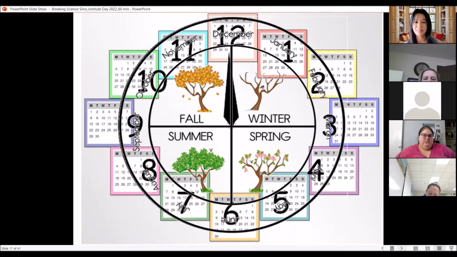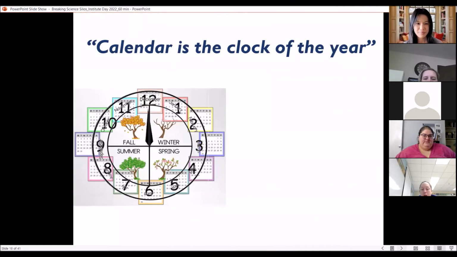All right, at least in Illinois, this mostly corresponds to the seasons, depending on where you live. It might be shifted a little bit differently, but you could also divide it into fourths to mark the seasons, right? So sorting it this way, right, you could think of the calendar as the clock of the year, all right?